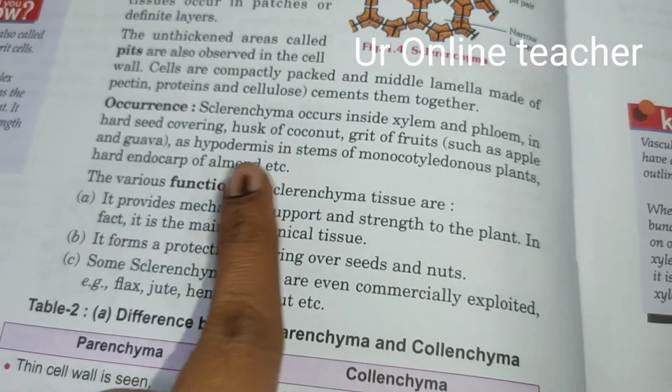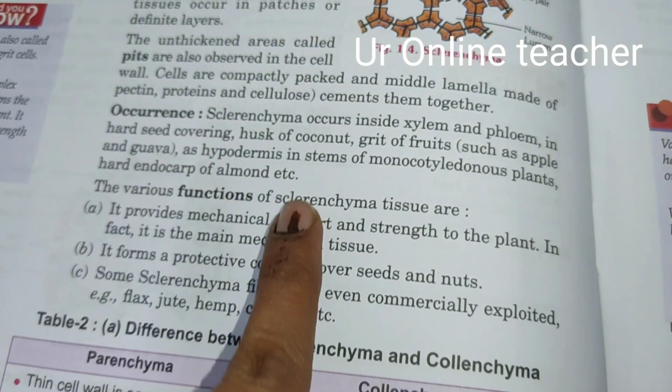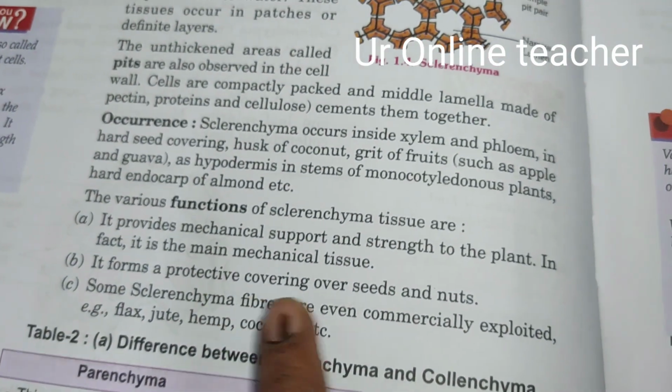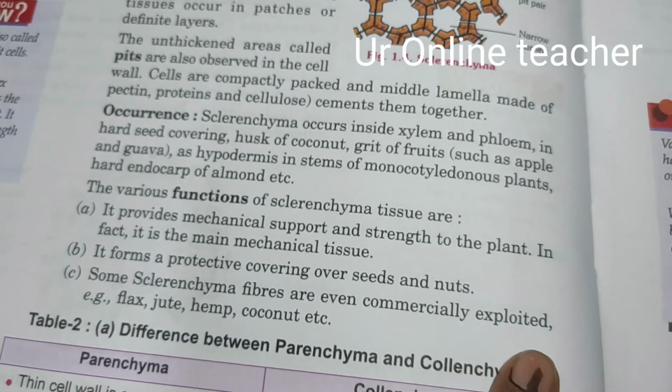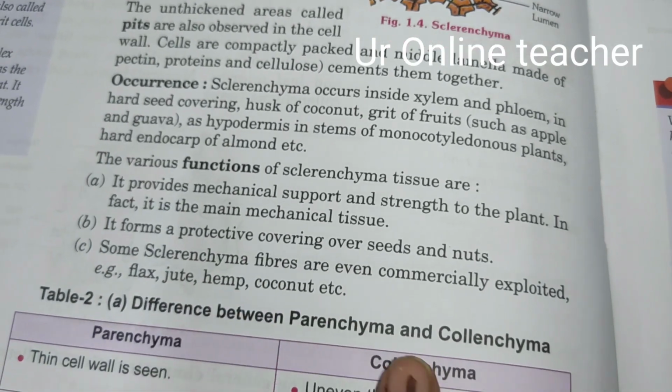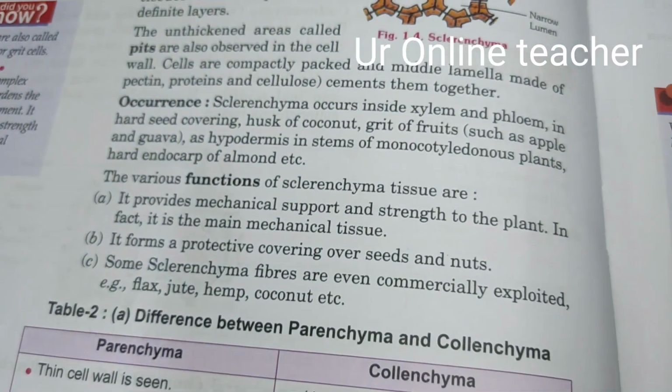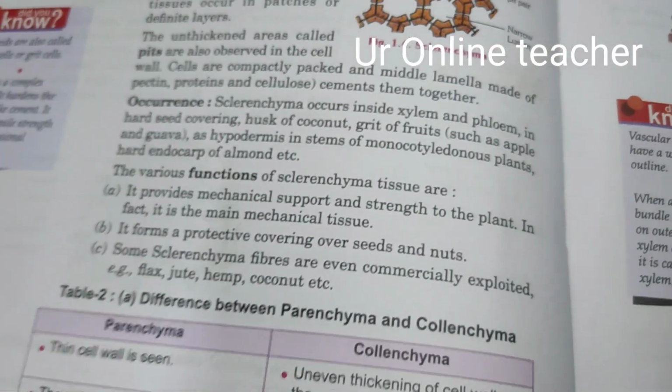So because it is covering the almonds, the endocarp they told, so covering of seeds and nuts, so that it will protect. Some sclerenchyma fibers are even commercially exploited, like flax, jute, hemp, coconut. All these are used commercially.